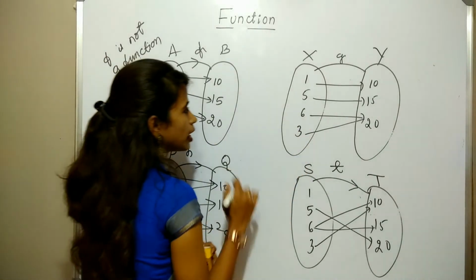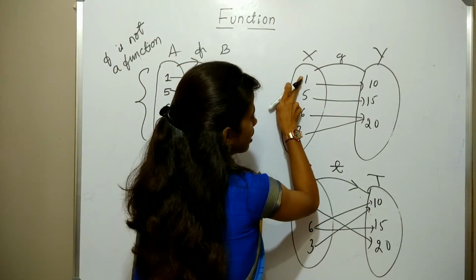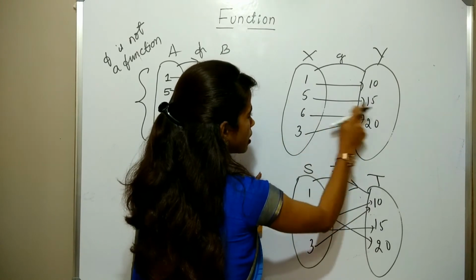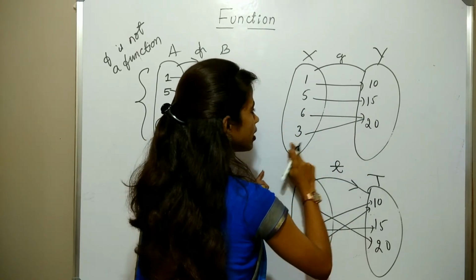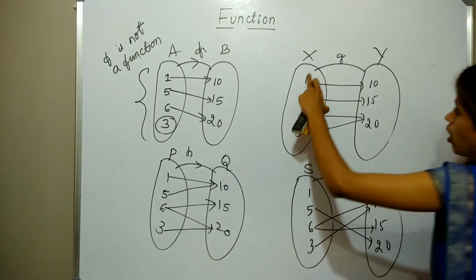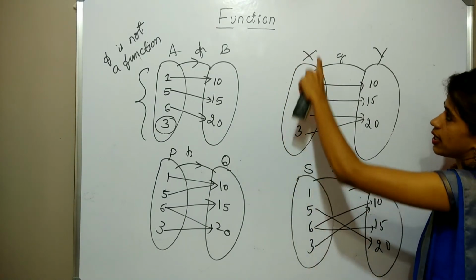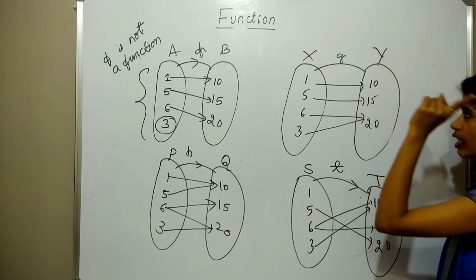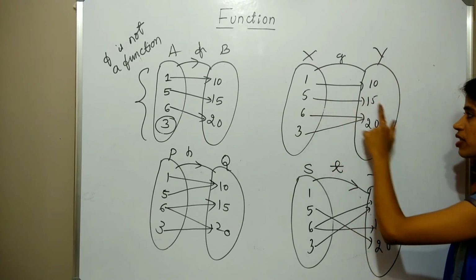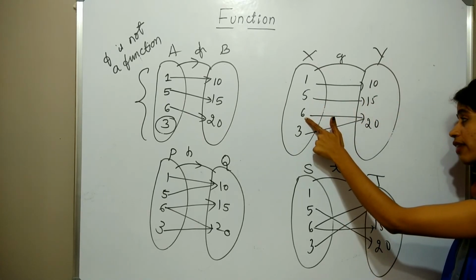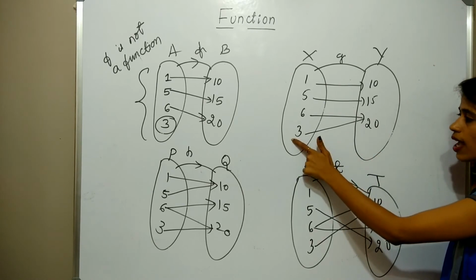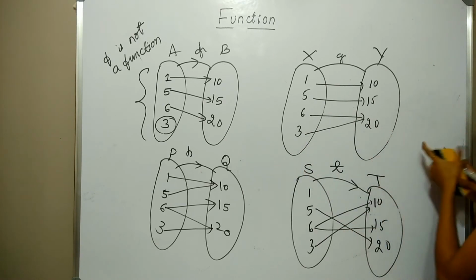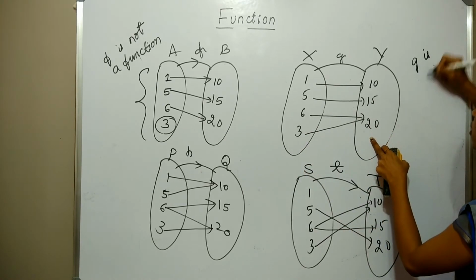Next, here I am taking G. The image of 1 is 10, 5 is 15, 6 is 20, 3 is 20. Clearly, all the elements of the first set, say X, have one and only one image. 1 has only one image, 10. 5 has only one image, 15. 6 also has one and only one image, 20. 3 also has one and only one image, namely 20. So therefore G is a function.